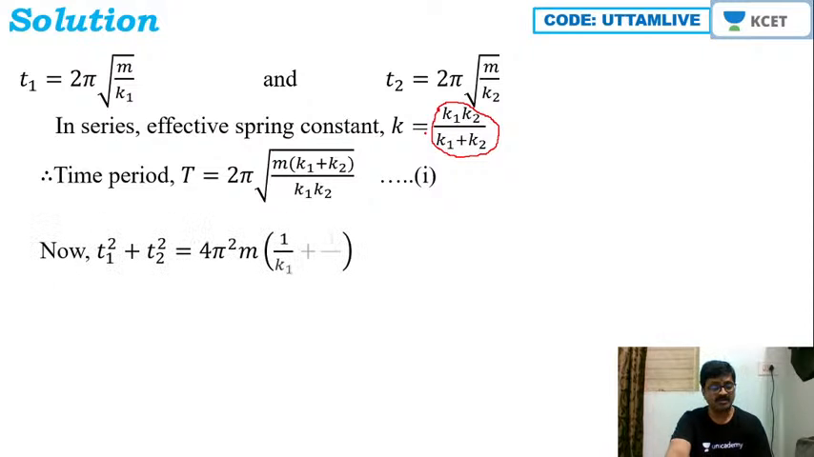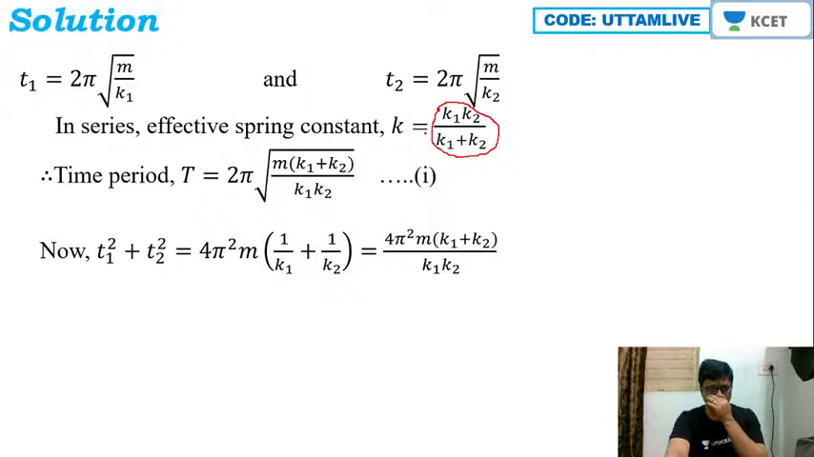Now secondly, I'll write T1 square plus T2 square. T1 square plus T2 square can be written as 4 pi square into m into bracket 1 by k1 plus 1 by k2. After taking LCM, we get this as 4 pi square into m into k1 plus k2 divided by k1 k2.